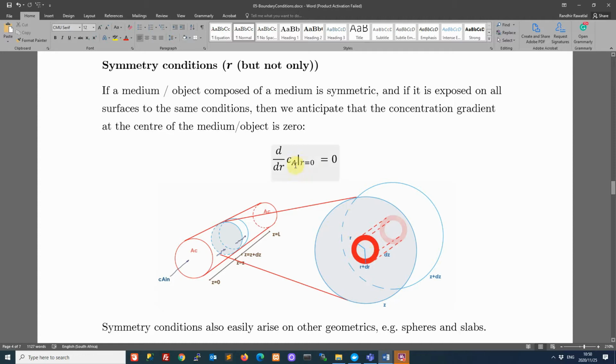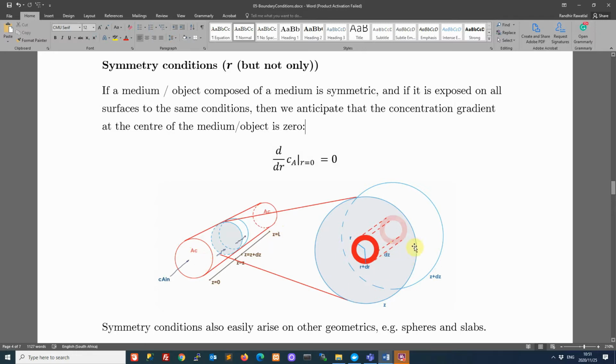And so we can say that at the center position, there's no difference in the concentration. And so the gradient in the r direction with respect to concentration is 0. So that's simply a consequence of symmetry. And in fact, this symmetry condition can arise in other geometries as well. It doesn't have to all be cylindrical. So it could happen in spherical coordinates.